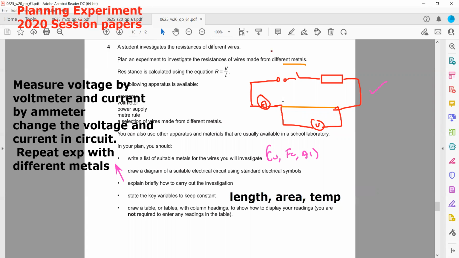Then draw a table or tables to show how you display your result. So how we display our result; here they did not ask how we reach our conclusion, only how we display our result. So we'll have three things, or you can have two or three. The first one, you're measuring a voltage.